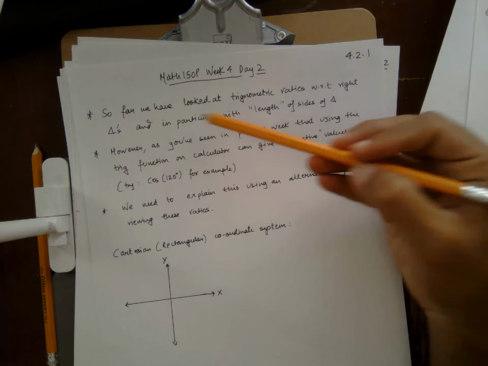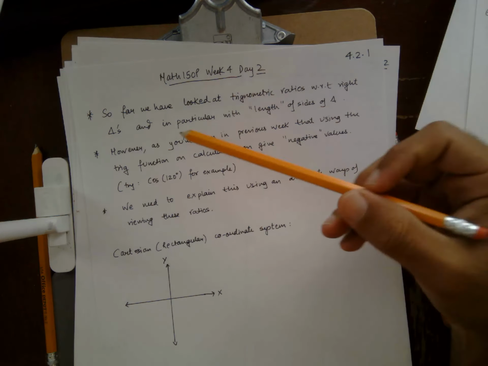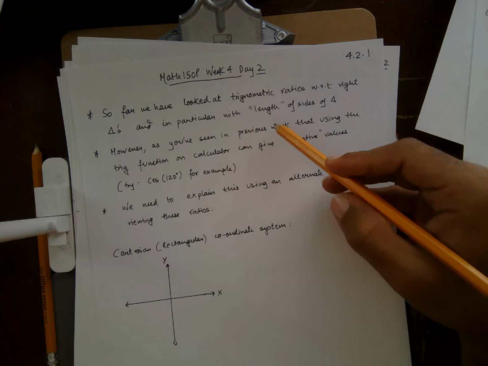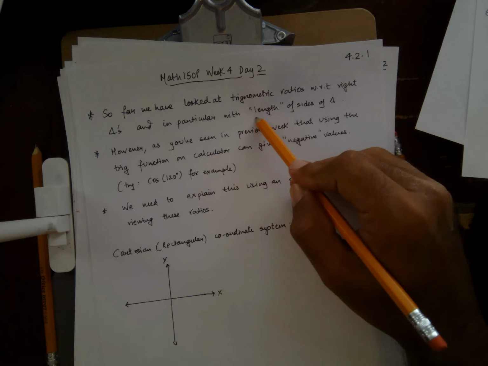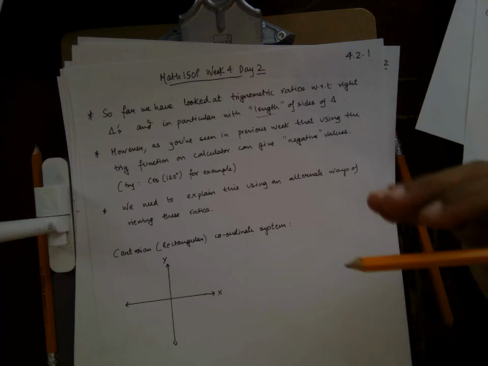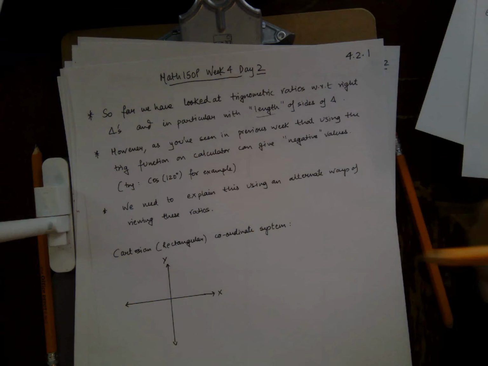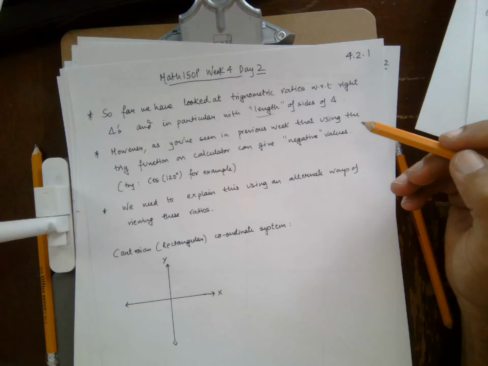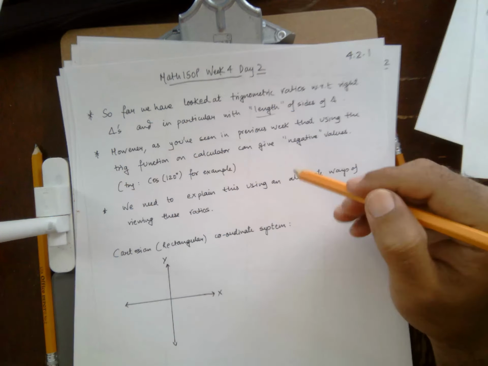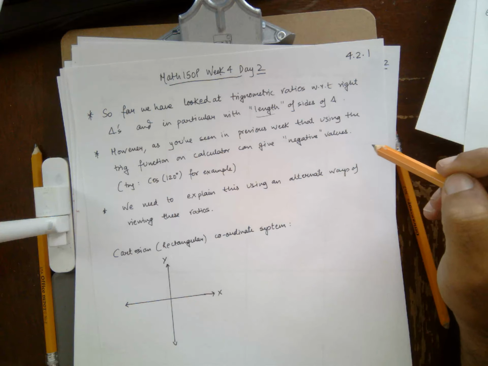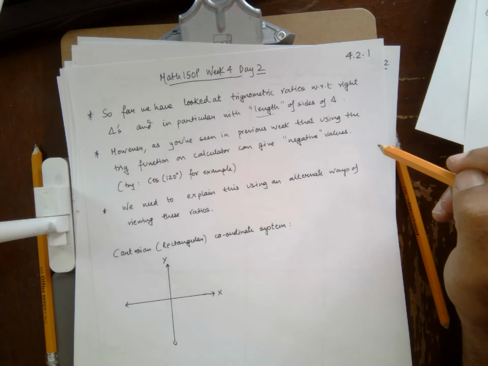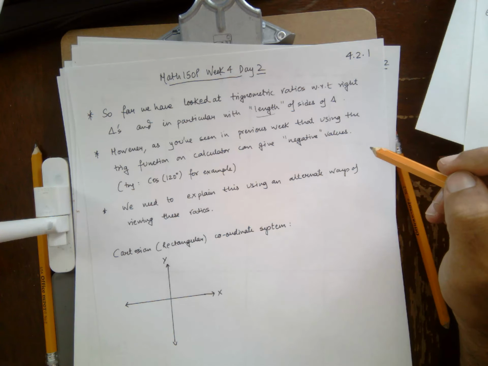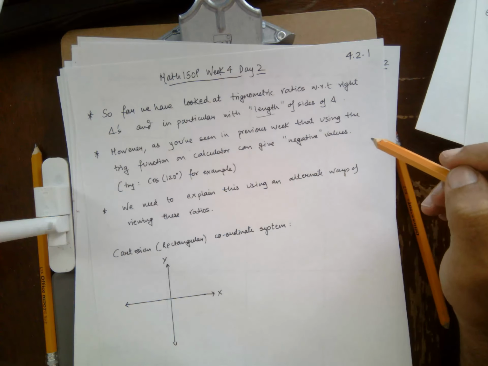We've looked at trigonometric ratios with respect to right triangles, and in particular with respect to lengths of the sides of the triangle, right? Sine, cosine, tangent, they were all ratios of the lengths of the sides of the triangle. And then we looked at some problems where the right triangle is not obvious, but we are still able to construct it and solve for the unknown sides.